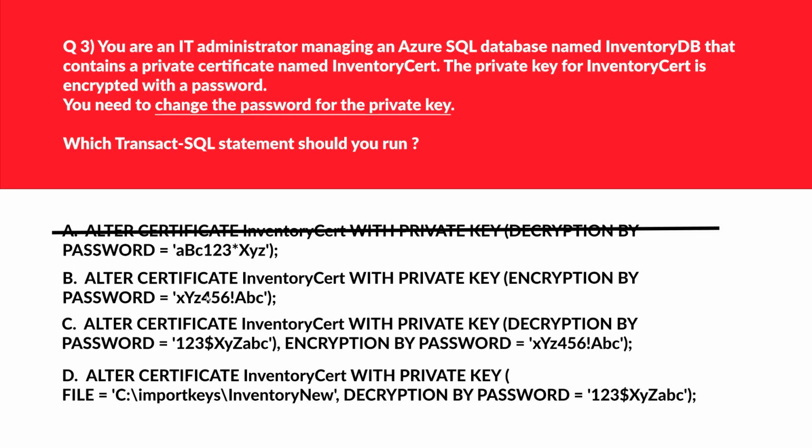Let's move to option B. If you look at option B, this option only encrypts the private key with a new password but does not decrypt it first. That's why it's the wrong choice. Now let's move to C. If you look at option C, this option decrypts the private key with the current password and then encrypts it with a new password. Let's park this. We'll move to D.